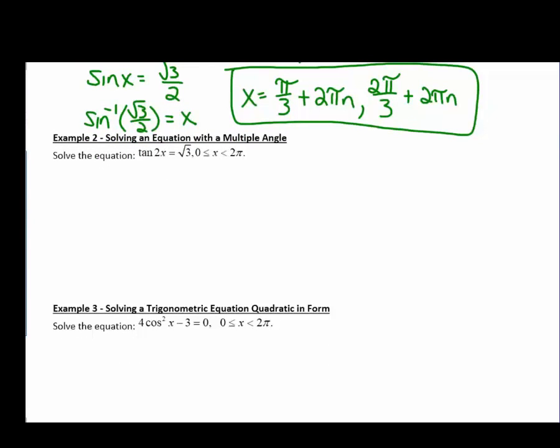In this case, we have a multiple angle, so this is a little bit different. Let's take a look: tangent of 2x equals the square root of 3. Keep in mind, we're taking the tangent value of 2x, so we cannot divide both sides by 2 to get our answer. That's not going to work for us.